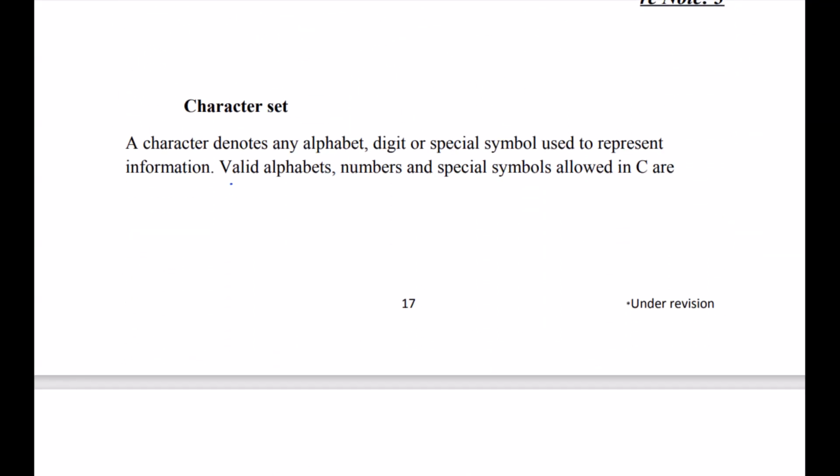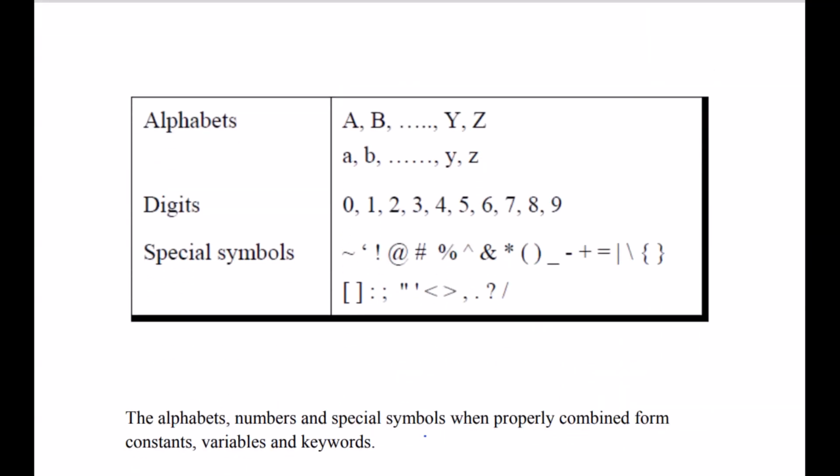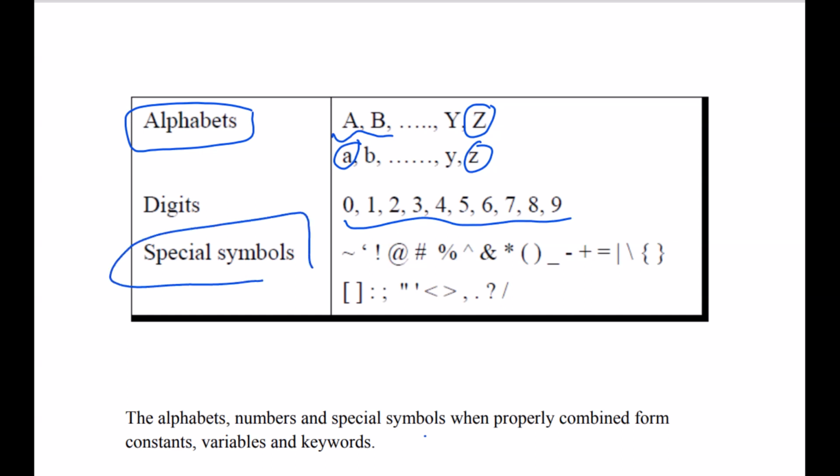Now let us look at the character set. A character denotes any alphabet, digit, or special symbol used to represent information. Valid alphabets, numbers, and special symbols allowed in C are, see here, alphabets are nothing but capital letters A to Z, and small letters a to z. Digits such as 0 to 9. Special symbols used in C are these ones.